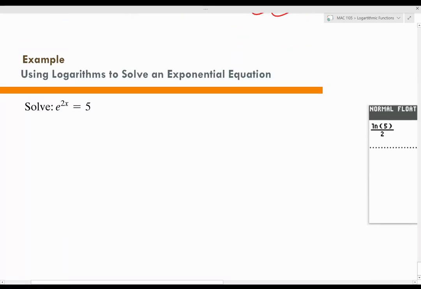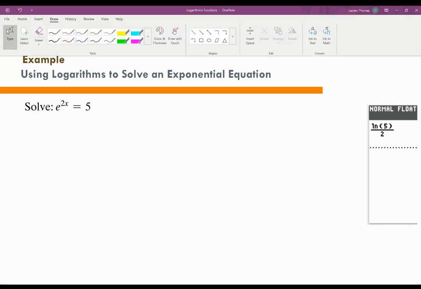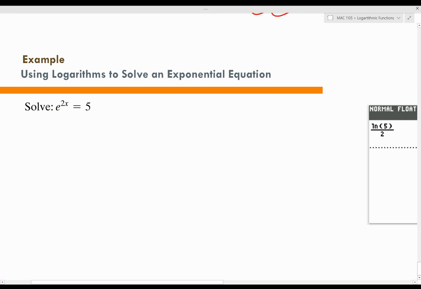All right, so this one says solve e to the 2x equals 5. Now this particular problem is not a logarithmic equation. There's no logs, we see no logs. So this is an exponential. I know it's an exponential equation because look at where the variable is. The variable is in the exponent or the superscript.